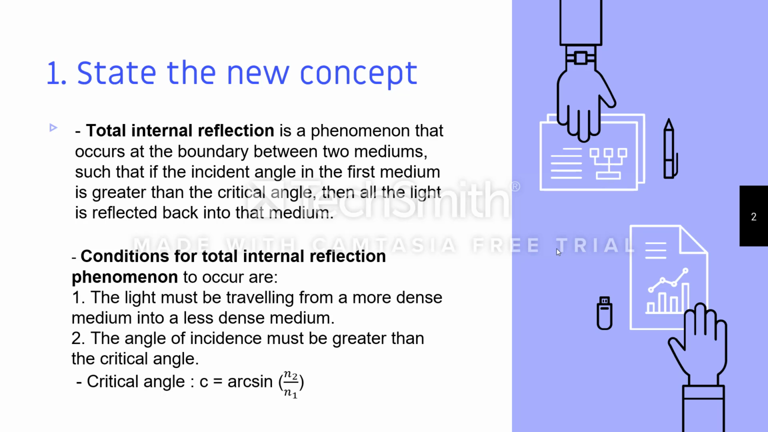And second, the conditions for the total internal reflection phenomenon to occur are: first, the light must be traveling from a more dense medium into a less dense medium, and second, the angle of incidence must be greater than the critical angle, where the critical angle can be calculated as C equals arcsine of n2 divided by n1, where n is the refractive index of the two mediums.